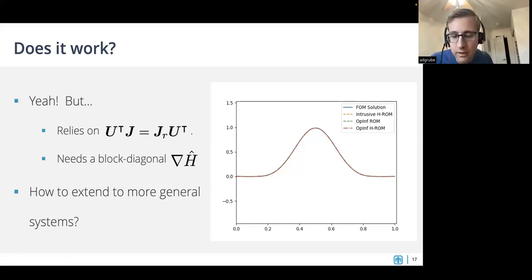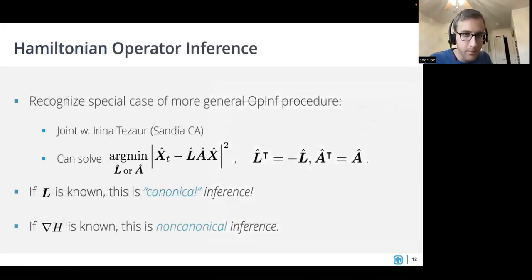So then the question is, well, can this be extended to more general canonical systems and also non-canonical systems? And so what Irina Tezaur, who's at Sandia, California, and I noticed is that you can carry out the same procedure in a more general setting. In particular, I'm restricting everything to quadratic Hamiltonians here, but if you have snapshots of nonlinear terms, or if your nonlinear terms are polynomial, the whole procedure goes through. I'm doing this just for the sake of presentation.